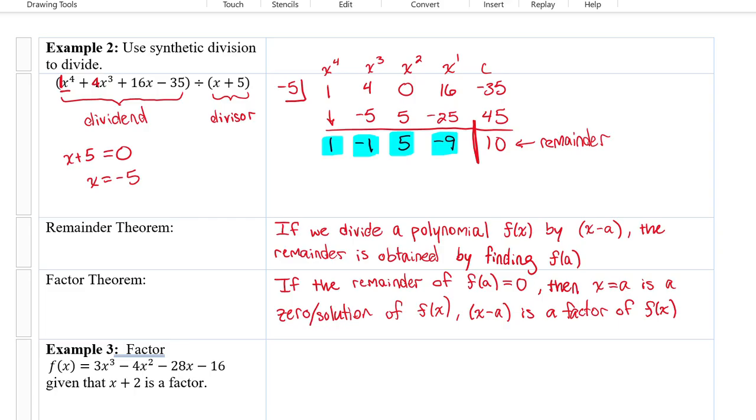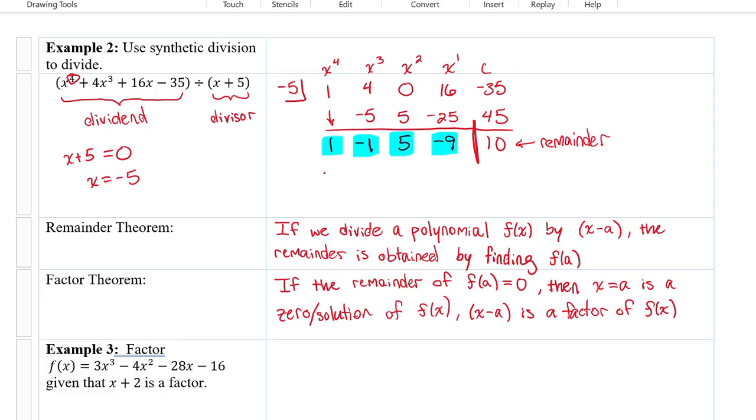The question is, how many exponents should I put on each x? The way you figure that out is you look at your original degree. So my original degree was 4 in the dividend. However many times you do synthetic division is how many you take away from the original degree. So my starting degree was x to the 4th, 4. I did synthetic division once, so 4 minus 1 is 3.